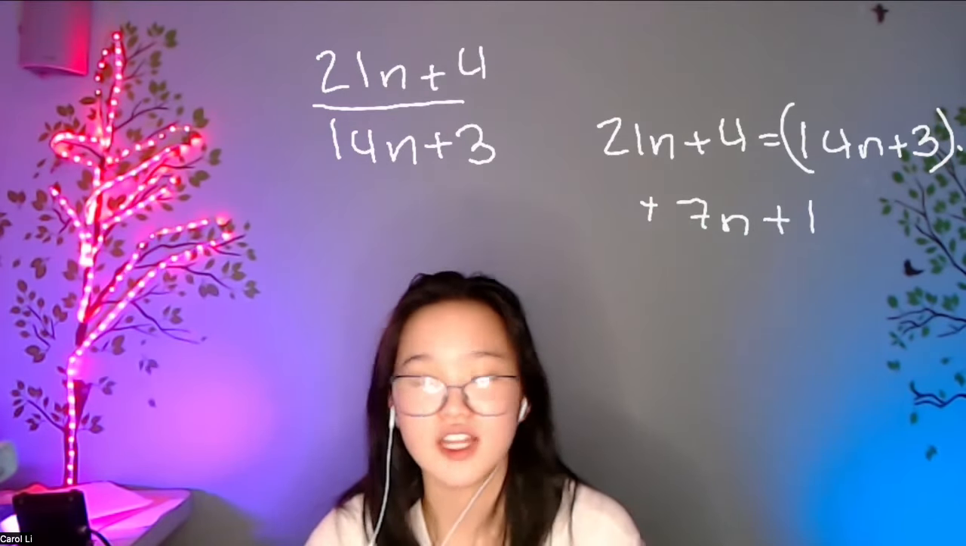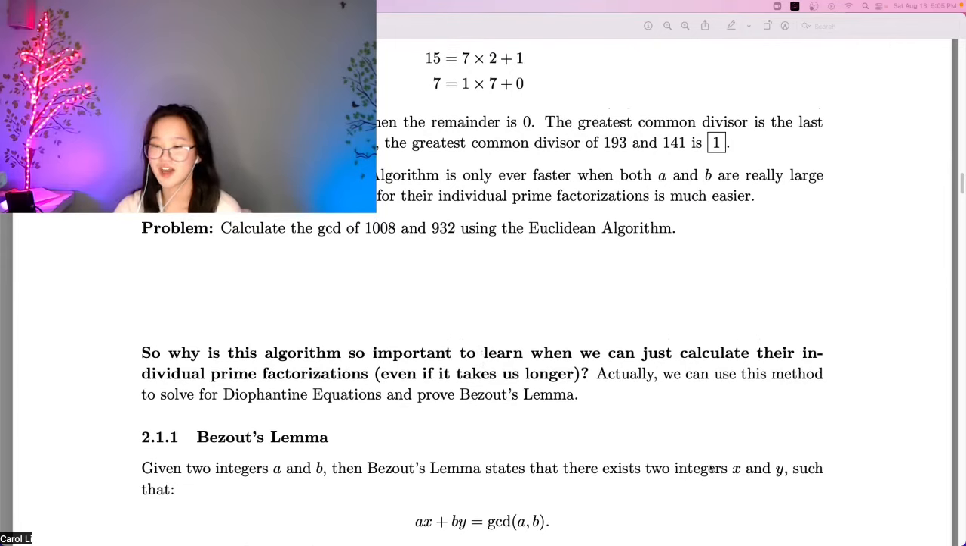Now we're going to go to Diophantine equations and Bezout's lemma. Why do we need to learn the Euclidean algorithm first? Because that's what you need to solve Diophantine equations and Bezout's lemma. We are not going to prove Bezout. Basically, it states that there exist x and y such that ax plus by equals the GCD of a and b.